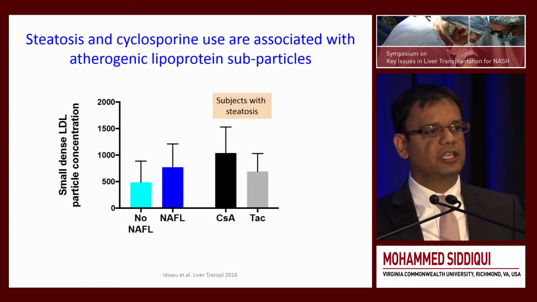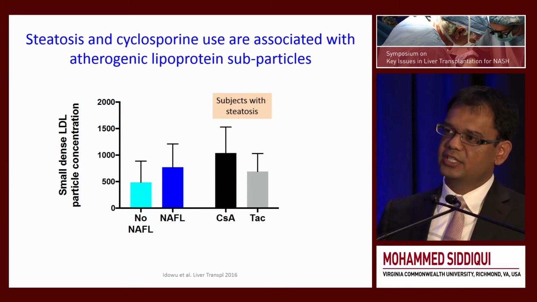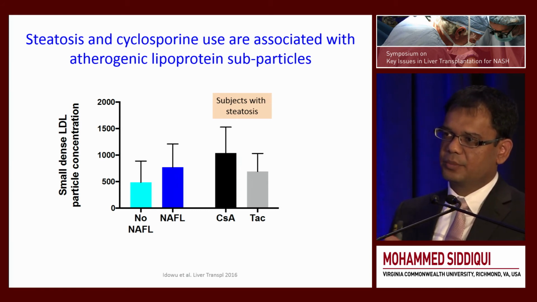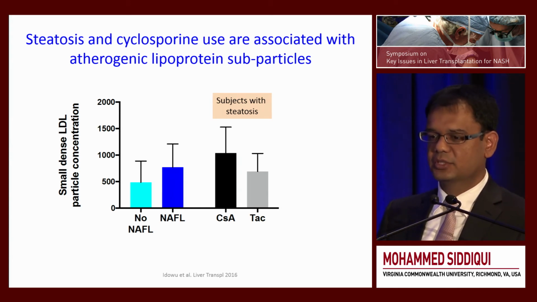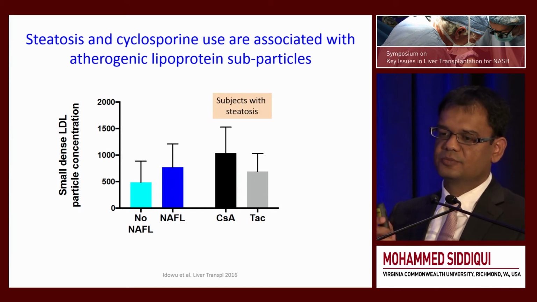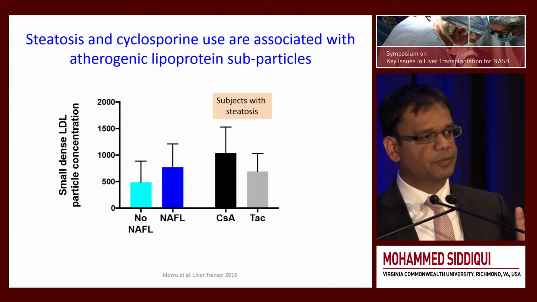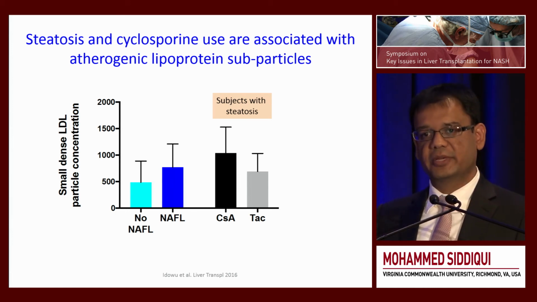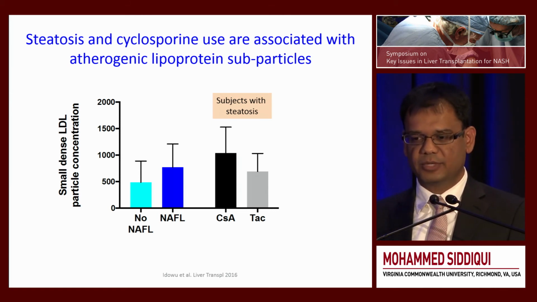Now, there's a growing body of literature that suggests that the traditional lipid profile does not truly capture the atherogenic risk, and that lipid subparticles may actually better predict the risk of coronary events in patients with liver disease. One of these candidate lipoprotein subparticles is small dense LDL, which is a highly atherogenic particle. So what we show is that patients who are age, gender, and BMI matched who've had a transplant have considerably higher levels of small dense LDL when compared to the non-transplant population.